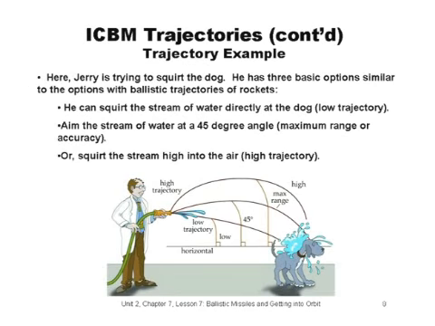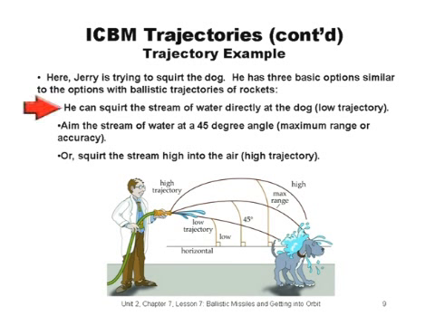We can see here that Jerry's trying to squirt a dog with a water hose. He has three basic options, which are similar to the options we have with ballistic missile trajectories. You may have done this with a dog, a car, or even a friend. Let's start with the low end.